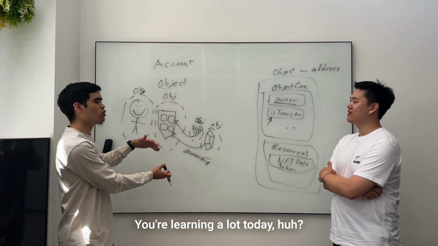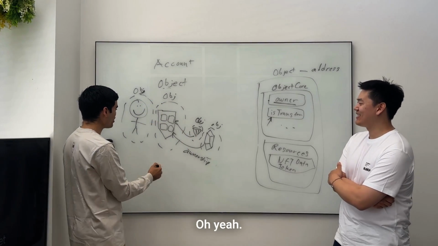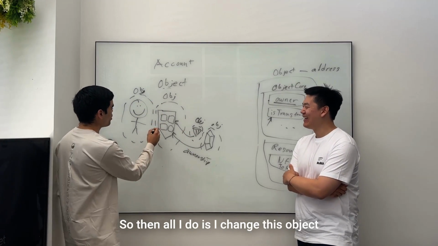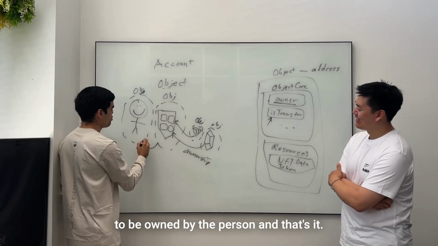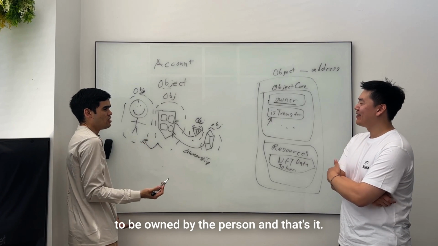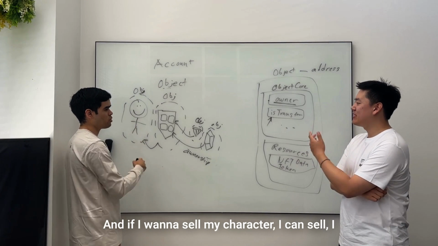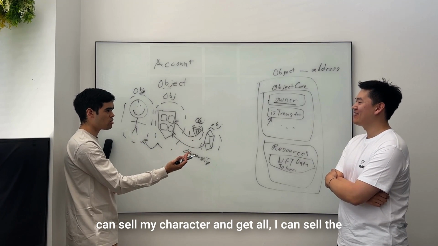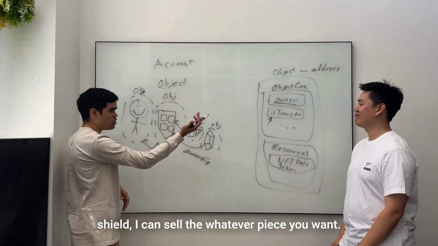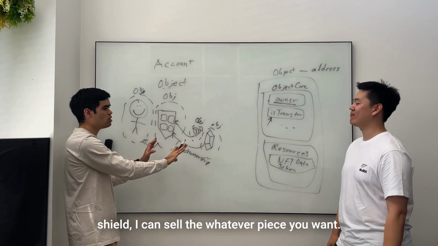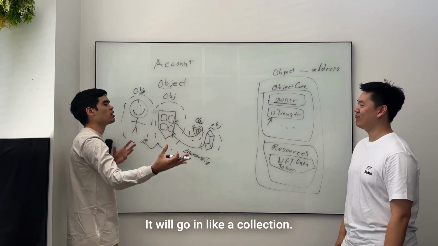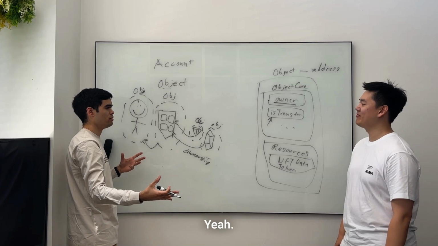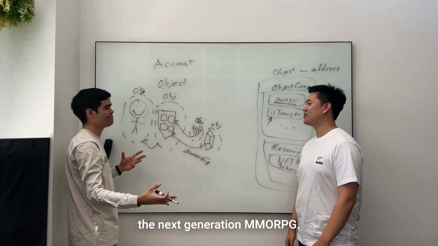Yeah, that makes sense. You're learning a lot today. I am learning a lot today. So all I do is change this object to be owned by the person, and that's it. If I want to sell my character, I can sell my character, the shield, the gem, whatever piece you want, and it will go in a collection. Wow, this can literally create the next generation MMORPG.